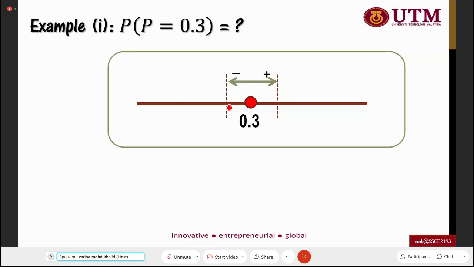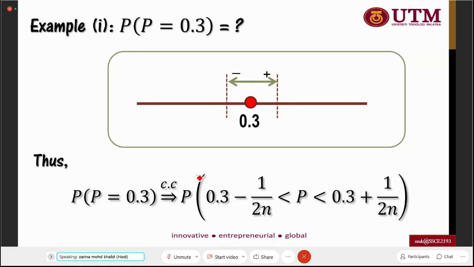In terms of the probability, when you apply the continuity correction here, you have to consider the area.